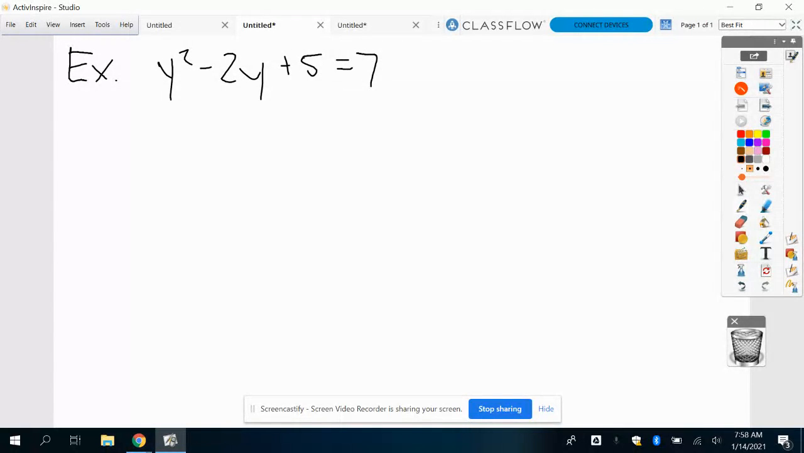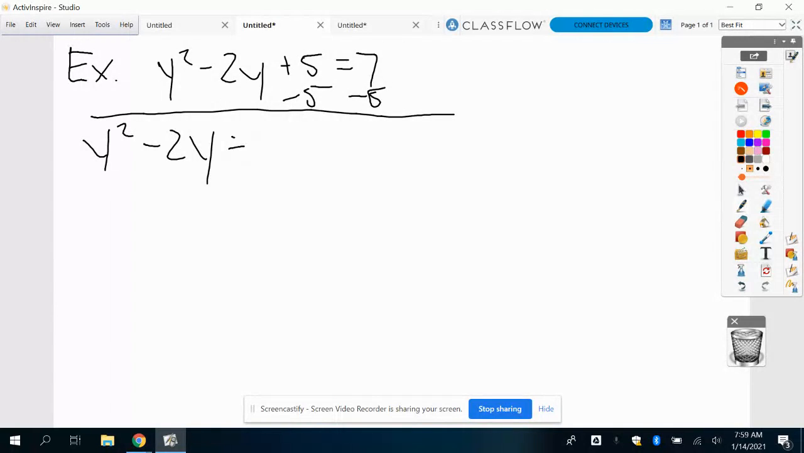So the first thing you should notice right away here is we're not in the correct form. We need to get that plus 5 to the other side of the equation, so it is not on the left side there. So we want to start by subtracting 5 from both sides. That way, our equation now looks like what we need it to be. Y squared minus 2y equals 2.